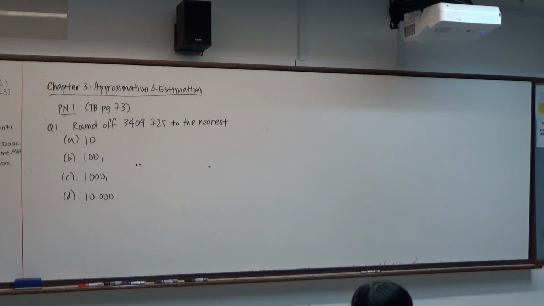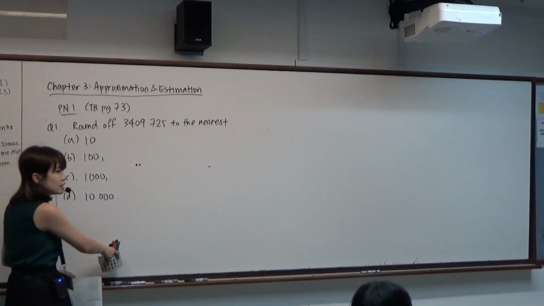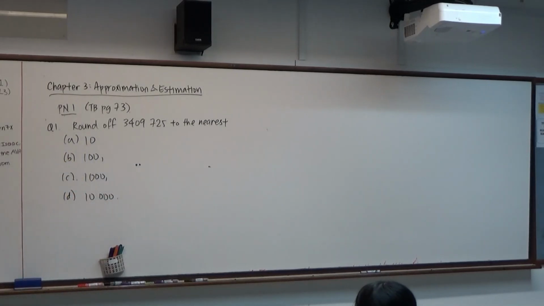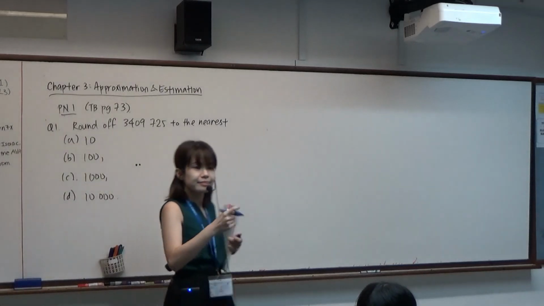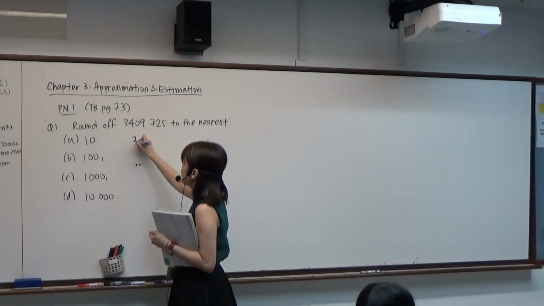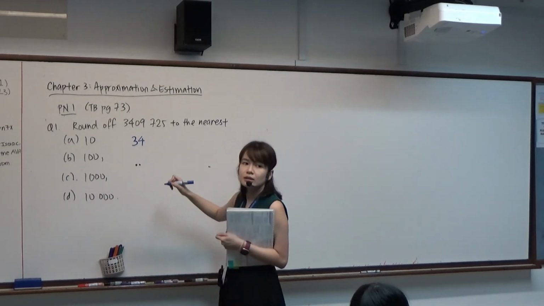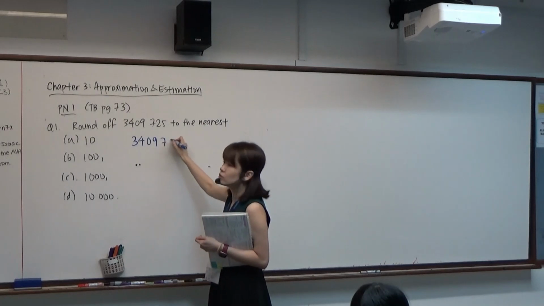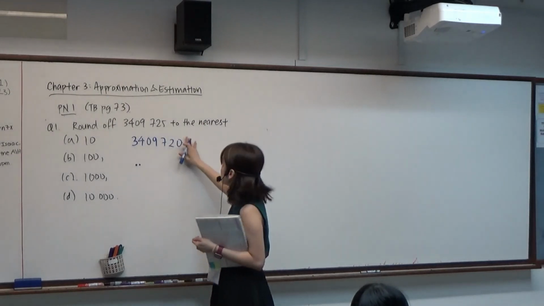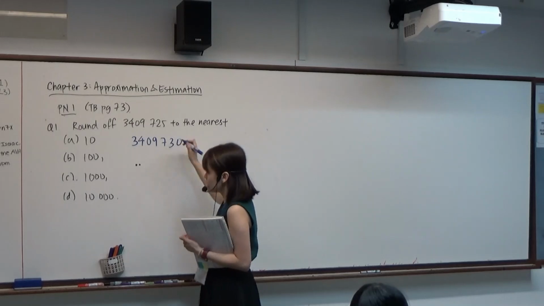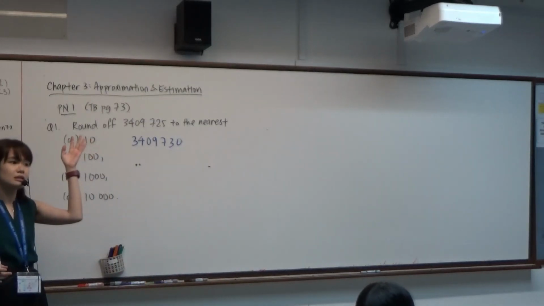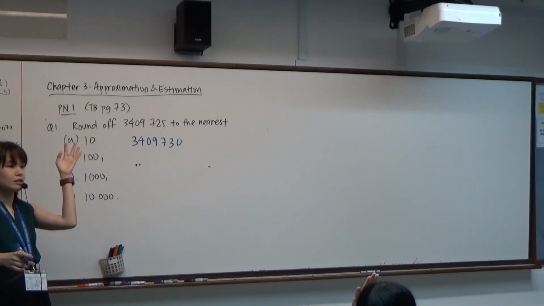Okay, Clarice. Clarice is you, right? So how will you round it off to the nearest 10? What will your answer be? 3,409,730. Okay, so Clarice gave us this answer. How many of you will agree with her? How many of you would disagree with her?